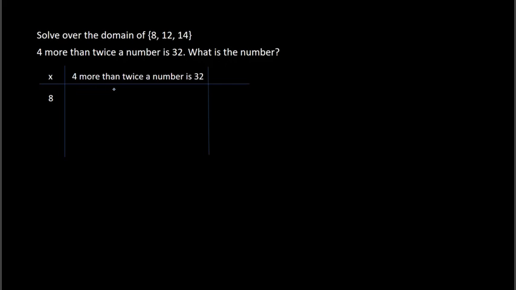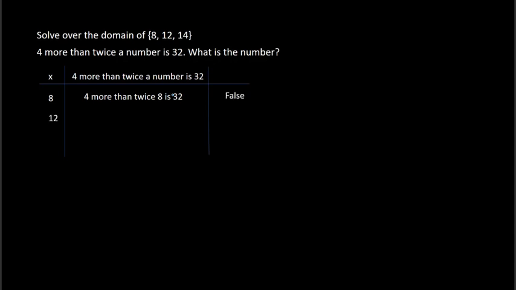So instead of 4 more than twice a number, we have 4 more than twice 8 is 32. So in place of the word a number, we put the actual number 8. Is this a true statement? So what is twice 8, or 2 times 8? That's 16. 4 more than that would be 20. Is 20 equal to 32? Well, no, that's not true.